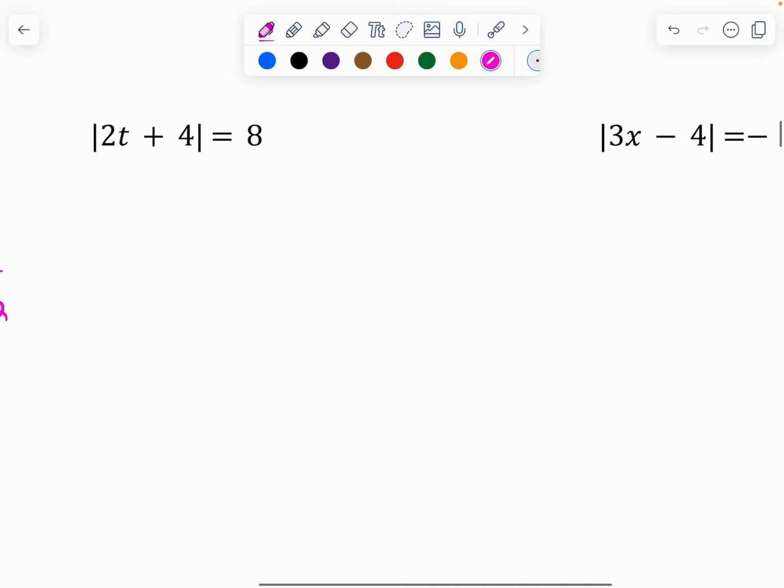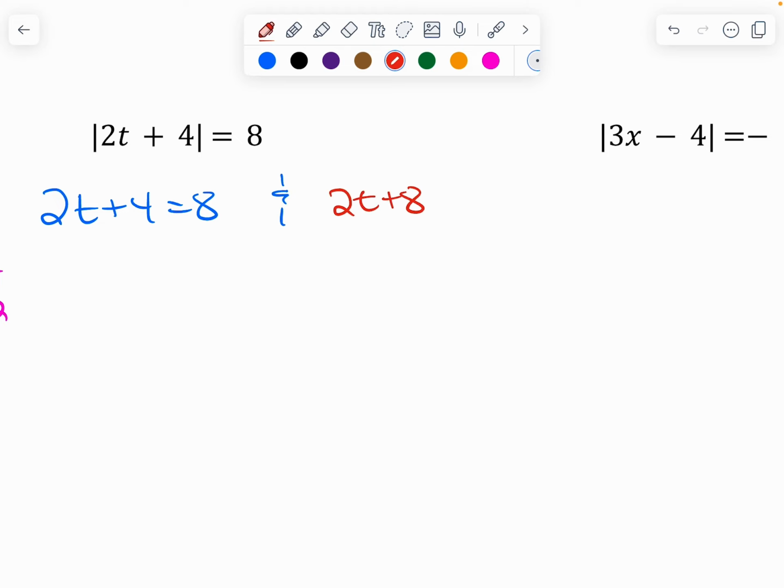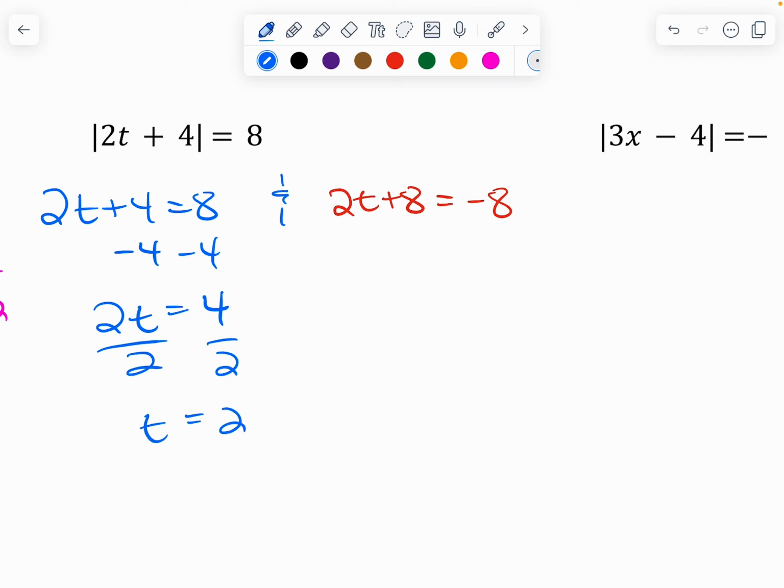Okay? So over here, as I'm looking at it, there's nothing on the outside of the absolute value bars that I need to do. So I'm going to take the equation without the absolute value bars, and then I'm going to write what's inside of the absolute value bars, set it equal to the opposite of 8. And I'm going to solve this, just like we've been solving all the other problems that we've been doing. Okay, and over here, I'm going to subtract. Divide by 2, t equals negative 8. Okay?